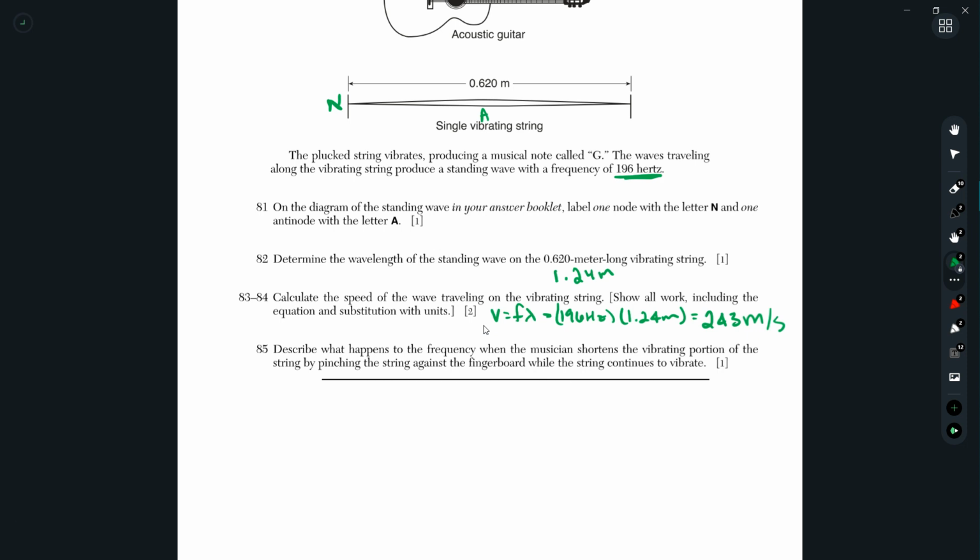Meters per second. And then what happens to the frequency when we shorten the vibrating portion by pinching, right? So what happens to the frequency? The frequency increases. It goes up. It makes a higher sound, a higher pitch, and that's what frequency is associated with. All right. That was the 2018 Regents.